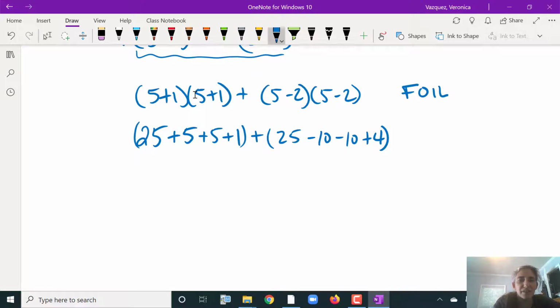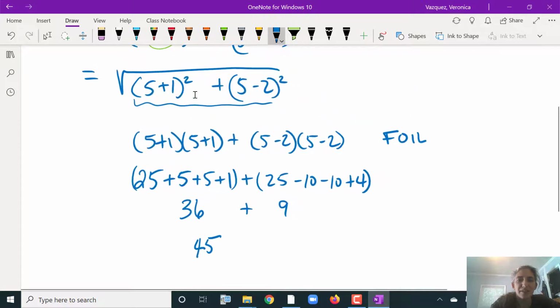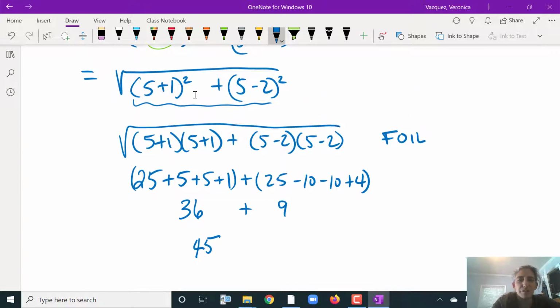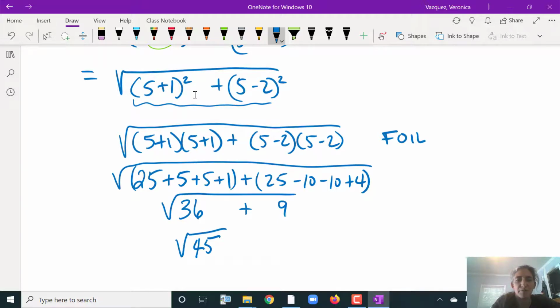Okay, so here we would have 25 plus 10 plus 1. So that would be 36 plus, and over here we would have 25 minus 20 plus 4. That would be 9. 36 plus 9 is 45. And then we can't forget that this is all really under the square root symbol. So this is all square rooted, this is square rooted, and this is square rooted. Okay, so that certainly works. Mathematically, there's nothing wrong with that.